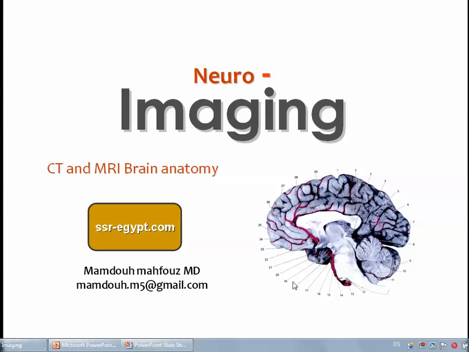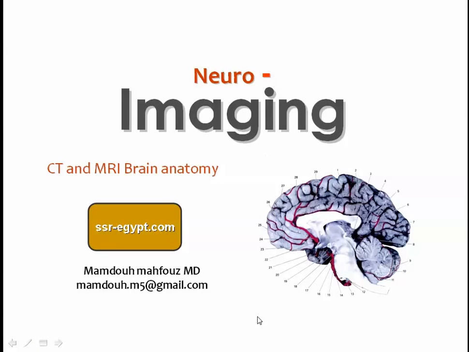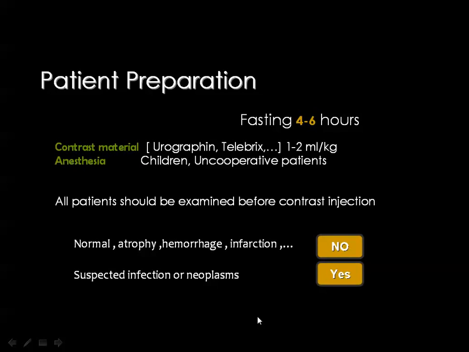First, we'll start by the anatomy, and as you all know that in order to have a CT or an MRI of the brain, the patient may have some preparation, and this preparation is only the patient is instructed to fast for about 4 to 6 hours. 4 if he is a child, 6 if he is an adult. And this fasting is because of one of two things: either we intend to inject the contrast material, or the patient may have some sort of anesthesia.